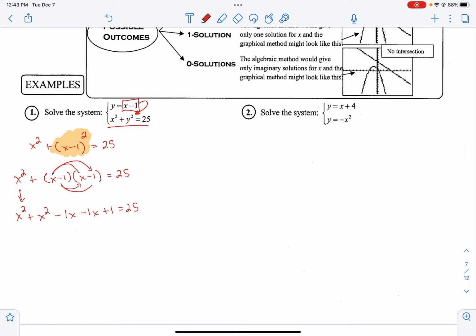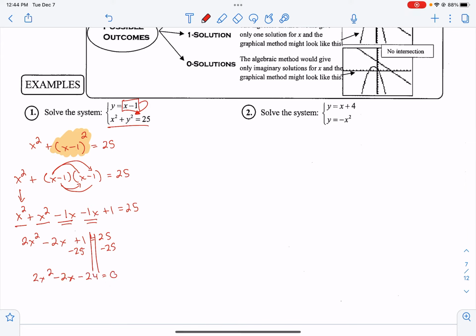So I got rid of my parentheses. I got rid of that square. Now I just need to combine like terms. X squared becomes 2x squared. Minus 1x becomes minus 2x. And then I still have a plus 1 equals 25. So I'm almost ready to factor or quadratic formula, but it doesn't equal 0. So I've got a minus 25, minus 25. So 2x squared minus 2x minus 24 equals 0.